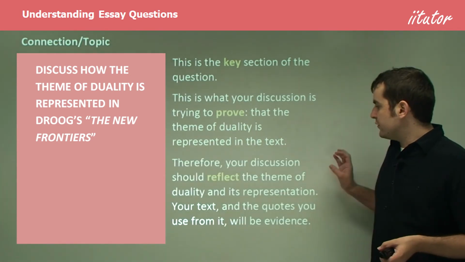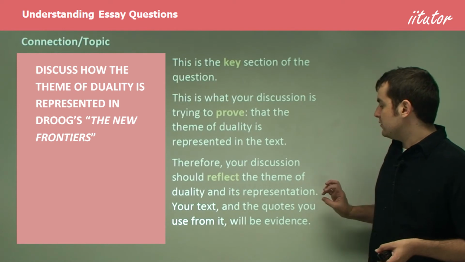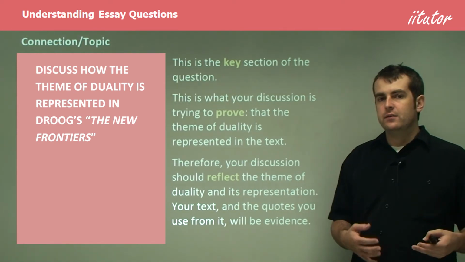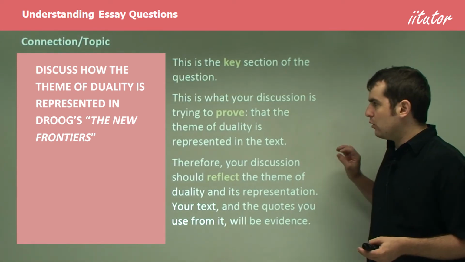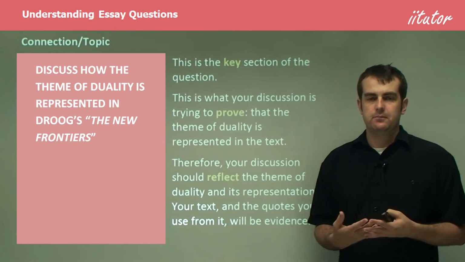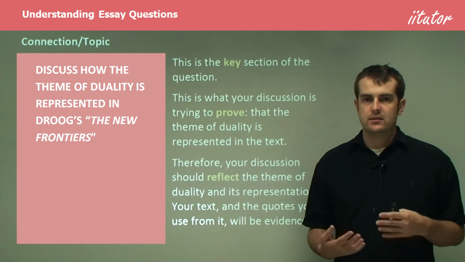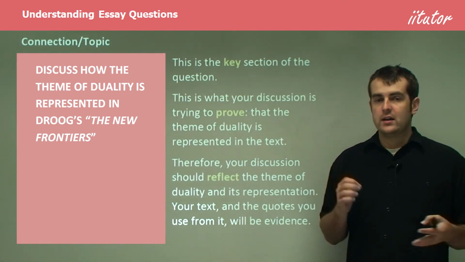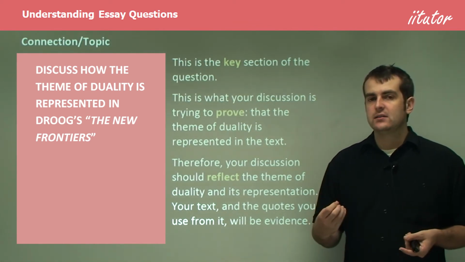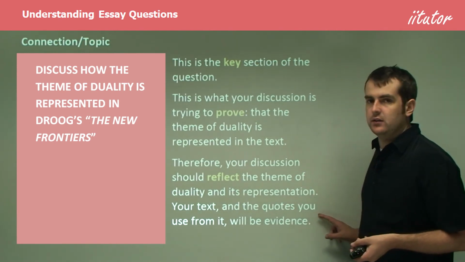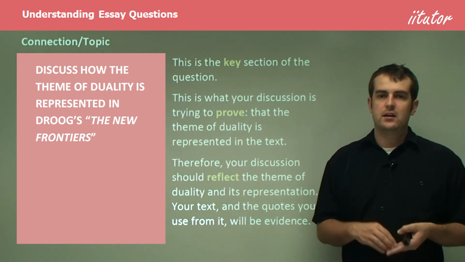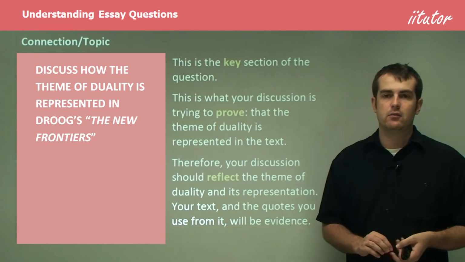Your discussion should reflect the theme of duality and its representation in the text. Your quotes will be your evidence to prove that. Essentially, what we've got here is your idea, your interpretation, all the aspects of your interpretation, so your reasons for it, your way of looking at how it's conveyed, and then you would use the text finally as a way to prove how it's conveyed and how it's shown, that keyword there, represented.